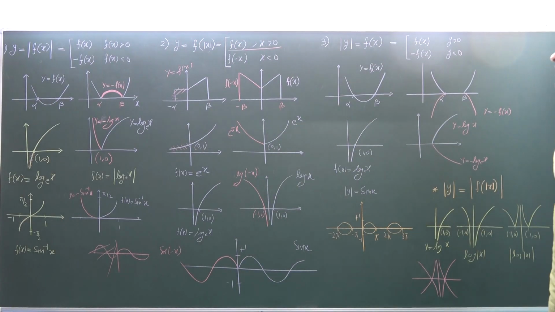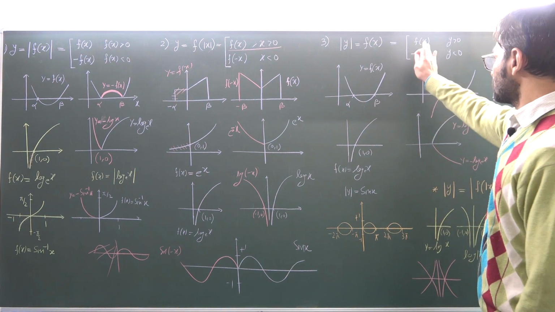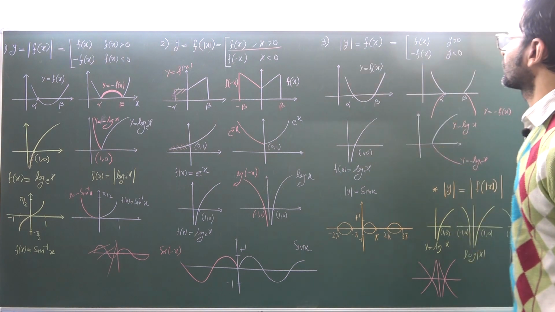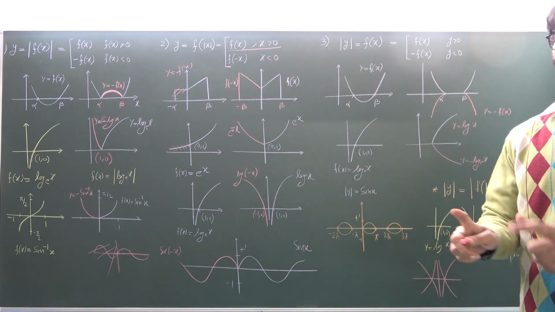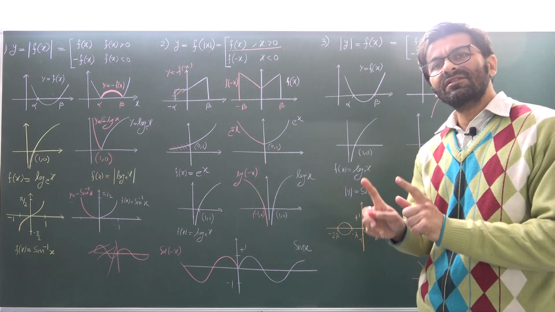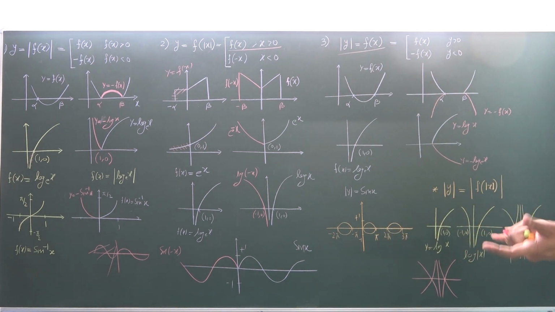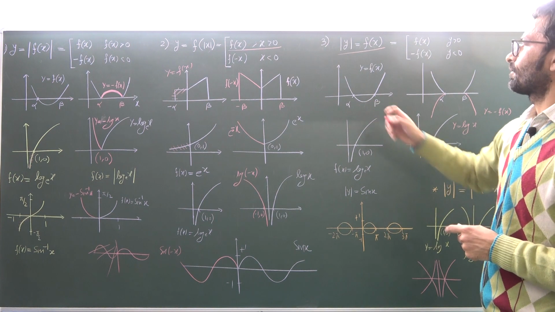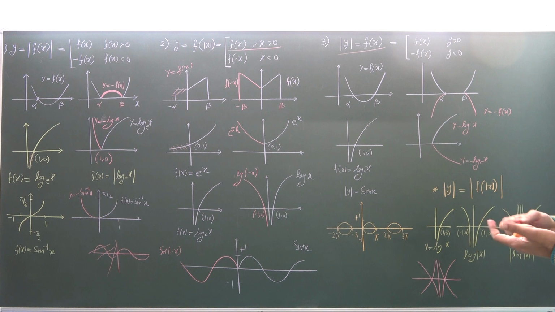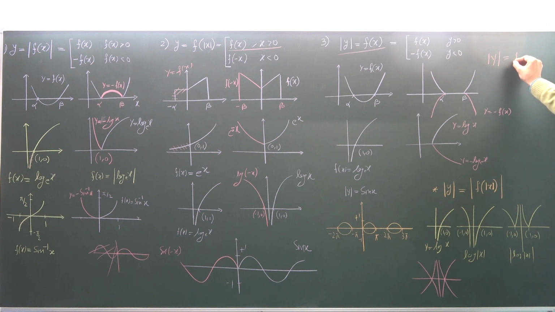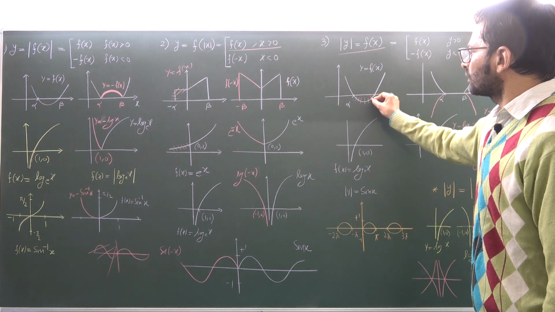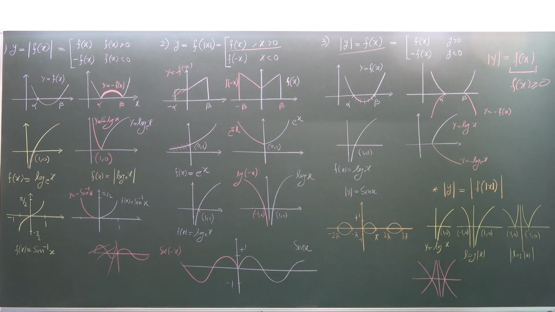Third is mod y equals f(x), which means this equals f(x) when y is positive. If y is negative, then mod y equals minus y, which means y equals minus of f(x). Now realize one thing, this graph needs to be symmetrical about x-axis. That's it. So suppose this is my f(x), alpha and beta are roots, between alpha to beta graph is negative. Now mod y is positive, which means this particular part has to be greater than or equal to 0. So we simply erase this particular part and make the remaining graph symmetrical about x-axis.